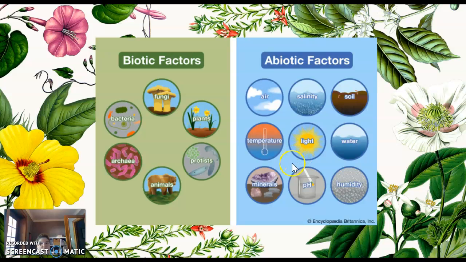Here is a diagram that gives you a little bit of a visualization of abiotic factors versus biotic factors. Biotic factors can be protists, single-celled organisms, fungi, plants, bacteria, archaea, or animals. And abiotic factors are air, salt, or the salinity of water, soil, water, light, temperature, minerals and the rocks that are made of the minerals, pH, or the acidity of water, and humidity, so the water vapor in the air. This just gives you a little bit more information on what you're looking for when you're looking at biotic factors and abiotic factors.